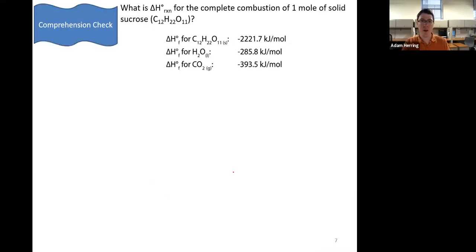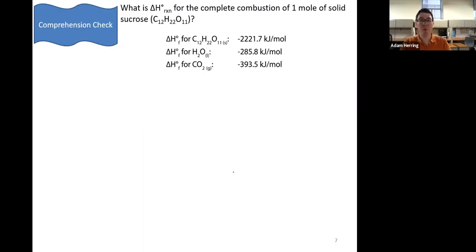All right, now here's an opportunity for you to practice. For this question, what is the standard enthalpy of reaction for the complete combustion of 1 mole of solid sucrose? The enthalpies of formation of sucrose, water, and carbon dioxide are provided for you. So I'd like for you to pause the video and try this one on your own.